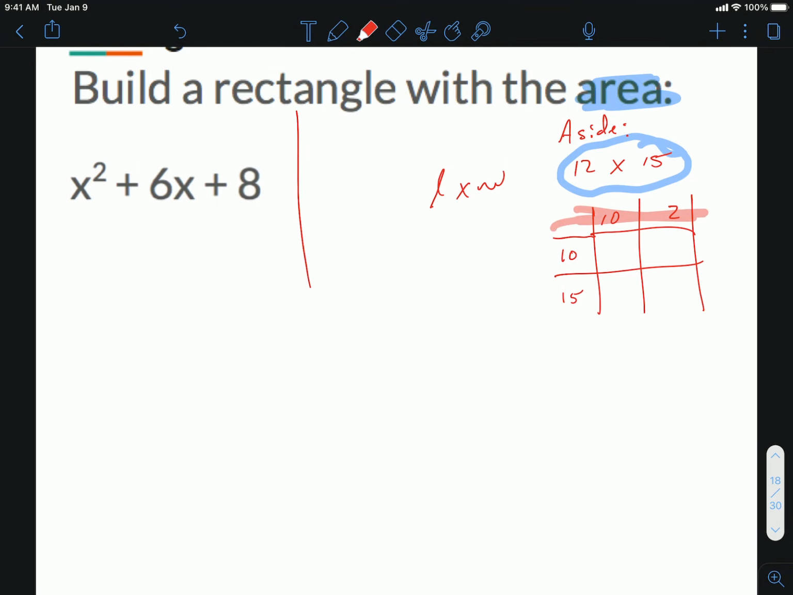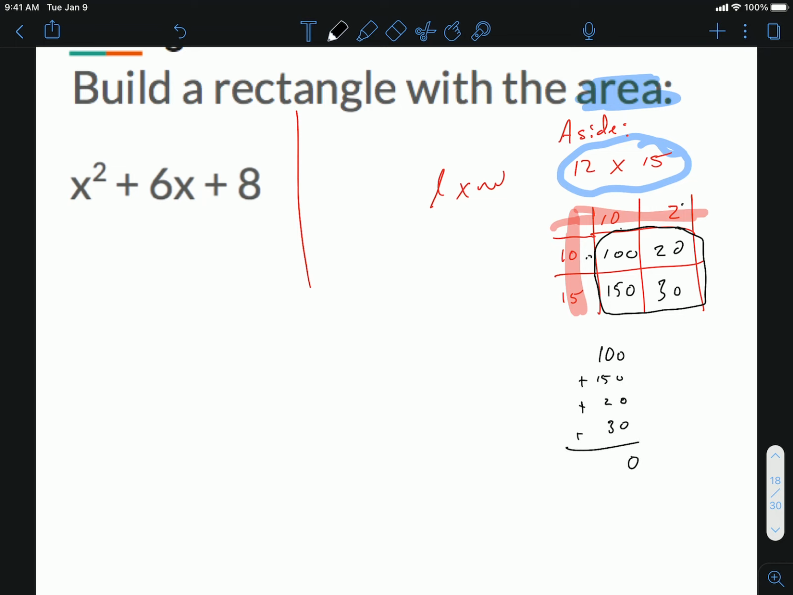Length and width, right? So when we multiply the length and width together, that's how we fill out the middle section. To fill out the middle section, we went 10 times 10 is 100. 10 times 2 was 20. 15 times 10 is 150. And then 15 times 2 was 30. And then to figure out what our answer was, we just added up what was inside the area.